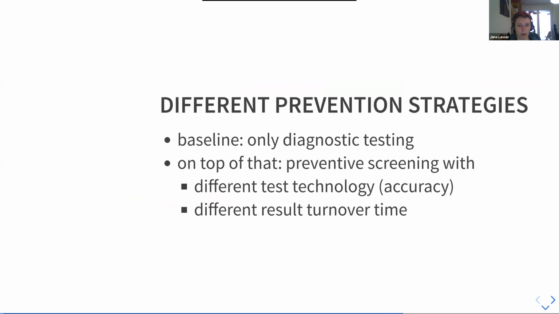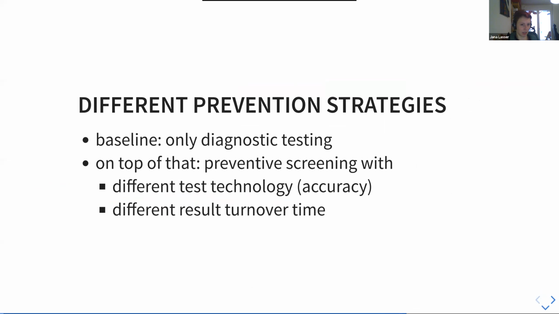Okay, now on to our final part, the optimization of prevention strategies to achieve the minimum possible outbreak size in nursing homes. The baseline that we start from is what I just described. So only diagnostic testing and quarantine and one screen after a positive case was detected. And what we add on top of that is preventive screening, so independent of positive results, with different test technologies, PCR, antigen, RT-LAMP tests, and different result turnover times.